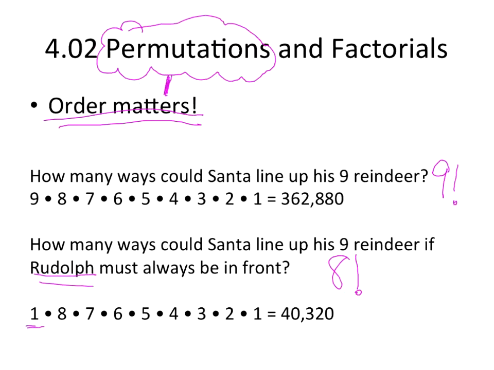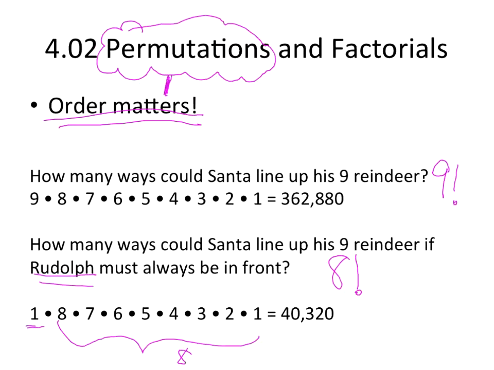Rudolph is first. Here are the other 8 reindeer. Did you guys see how that question changed just slightly? Because how many could switch places that time? Just 8 of them. So that's the difference. Look how factorials really changed though.